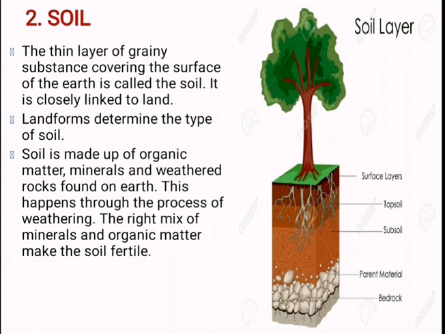Next, soil. The thin layer of grainy substance covering the surface of the earth is called soil. It is closely linked to the land. Landforms determine the type of soil. Soil is made up of organic matter, minerals, and weathered rocks. Weathered means the small pieces of rock, of the main rock, the parent rock.